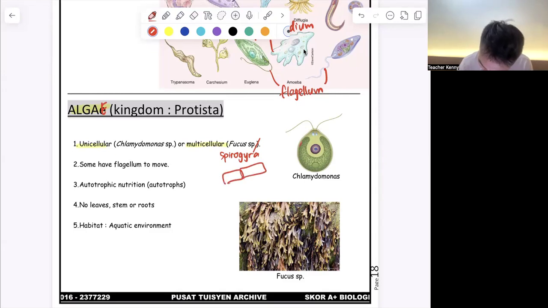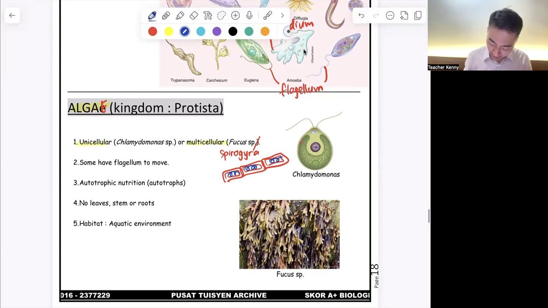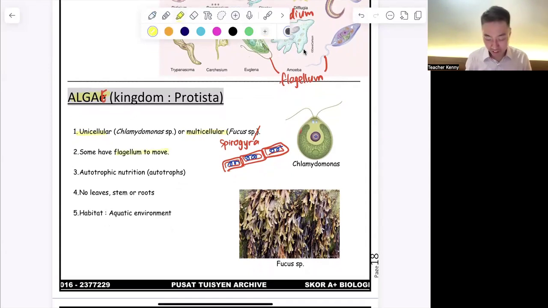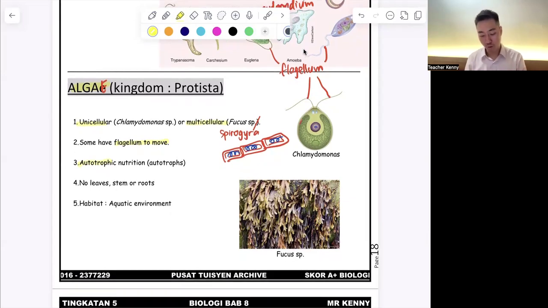Long Spirogyra, and then it has circle structures inside here. It's just crisscross. Some of them have flagellum to move, like this, flagellum. All algae are autotrophic, self-feeding. They have no leaves, no stem, no roots. That's why you cannot put them in the plant group. They are the early plants.